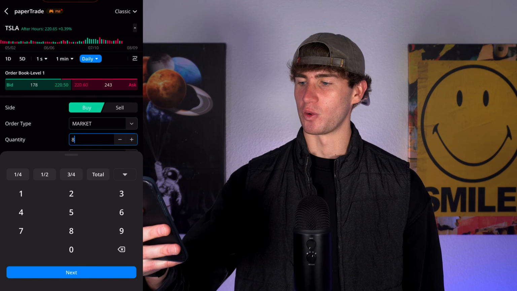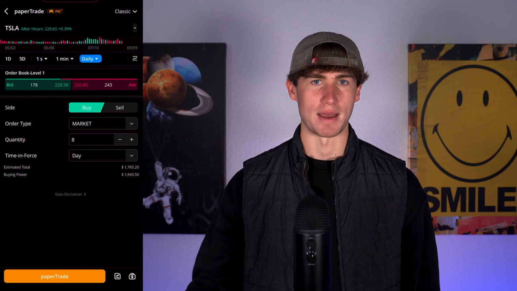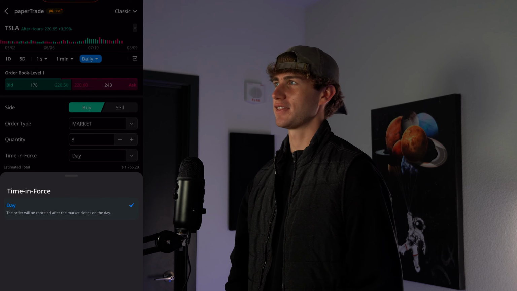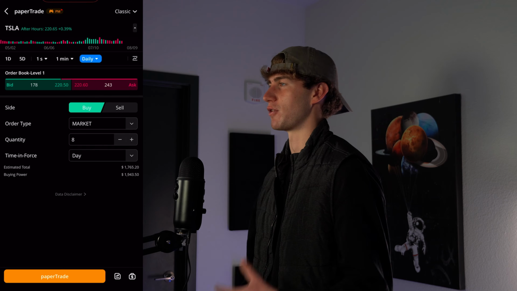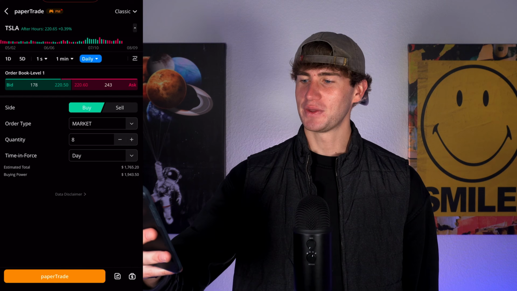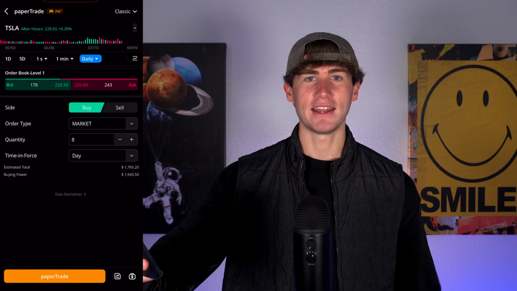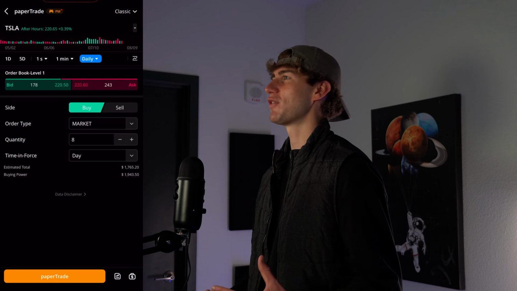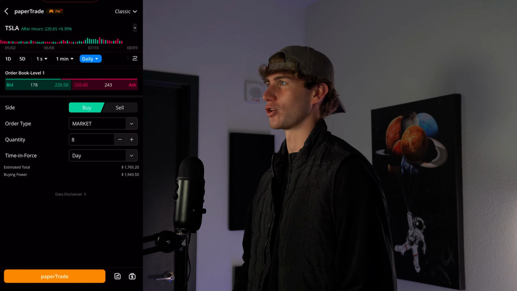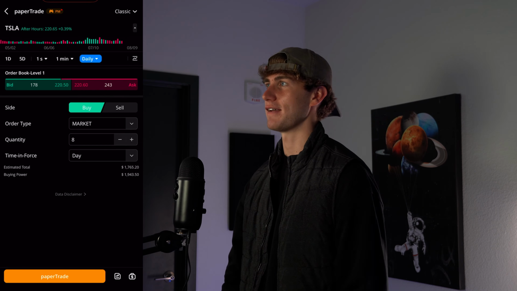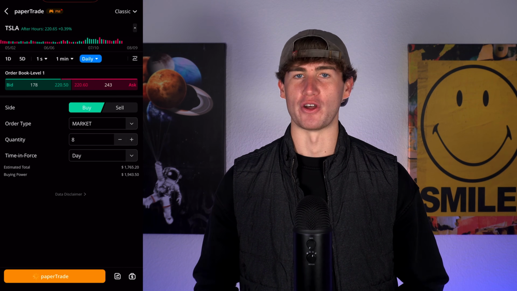Next, we'll enter 8 for the quantity. Then we have time in force. This represents the length of time your order is eligible for execution, but this doesn't apply for market orders, so we can ignore it. You'll then see the estimated order total and your available buying power. We have over $1,900 of available buying power, which easily covers the order cost of about $1,765 for 8 shares. The market's closed because it's Sunday, but to submit an order, you'd click paper trade and the order will attempt to fill.